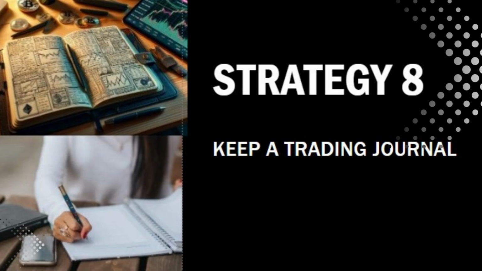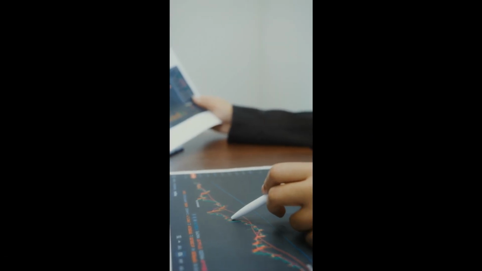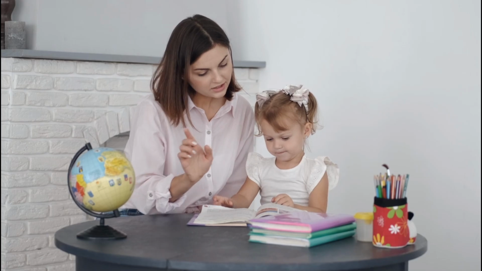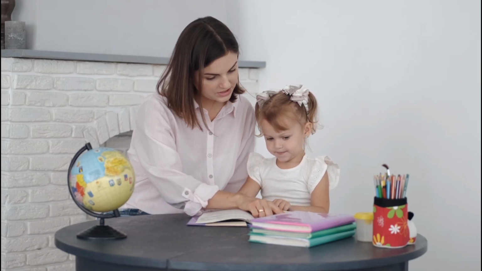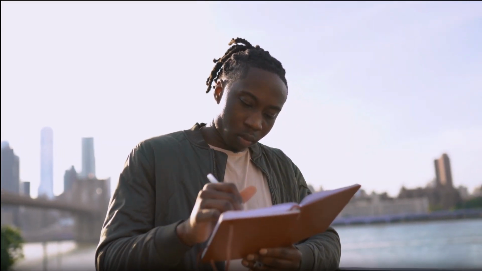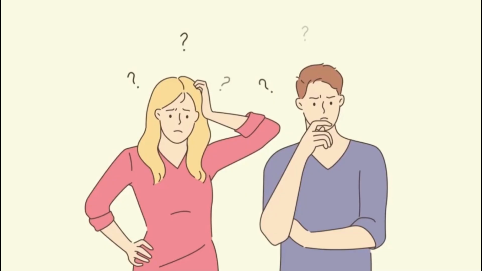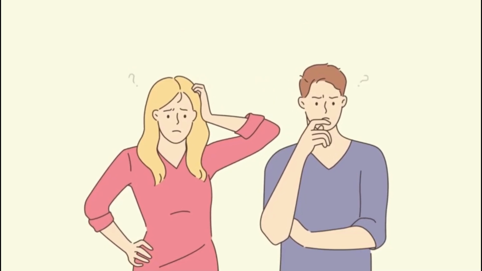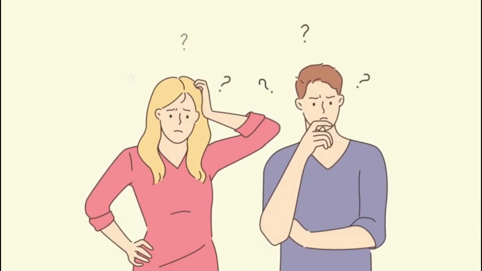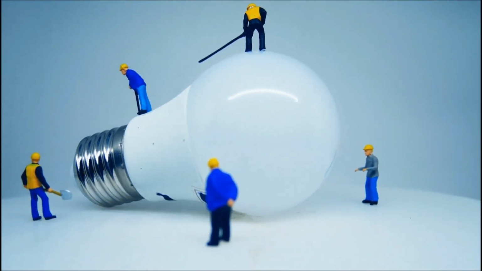Strategy number 8, keeping a trading journal. Risk management is not just about what you do during the trade. It's also about learning from your past trades. Keeping a trading journal helps you track your performance, identify mistakes, and refine your risk management strategies over time. Write down everything: your entry, exit, stop loss, and why you took the trade. Reviewing your journal weekly or monthly will help you see patterns in your behavior, allowing you to adjust and improve.